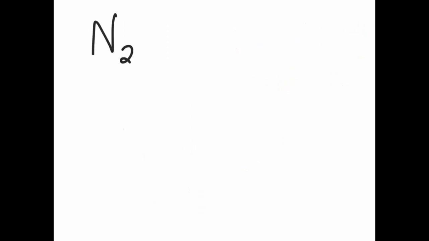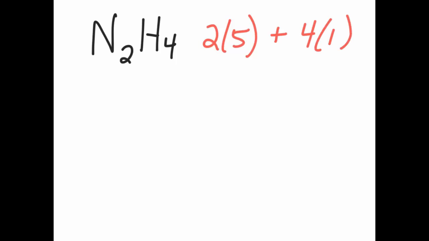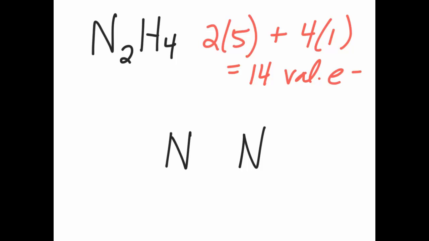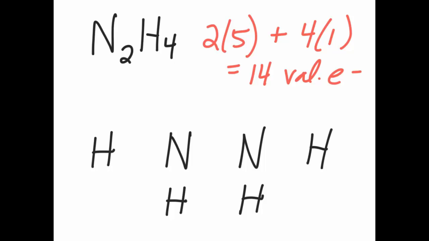How about N2H4? Let's see what you can do with this. Valence electron-wise, each of the nitrogens contributes 5, and each hydrogen contributes 1 to give us a total of 14 valence electrons to work with. Again, since the hydrogens are on the outside, we're going to need to put the nitrogens in the middle, both as central atoms. Start distributing valence electrons.